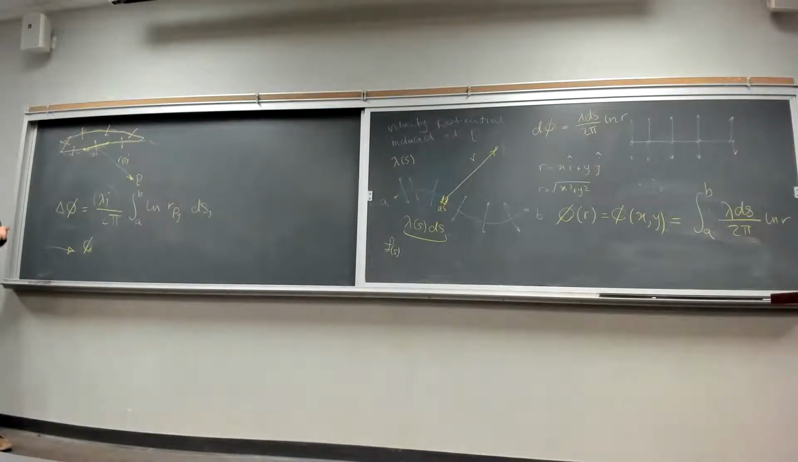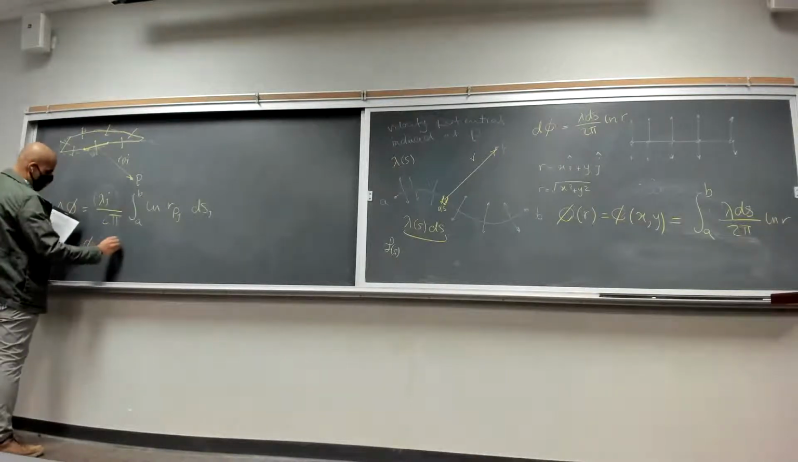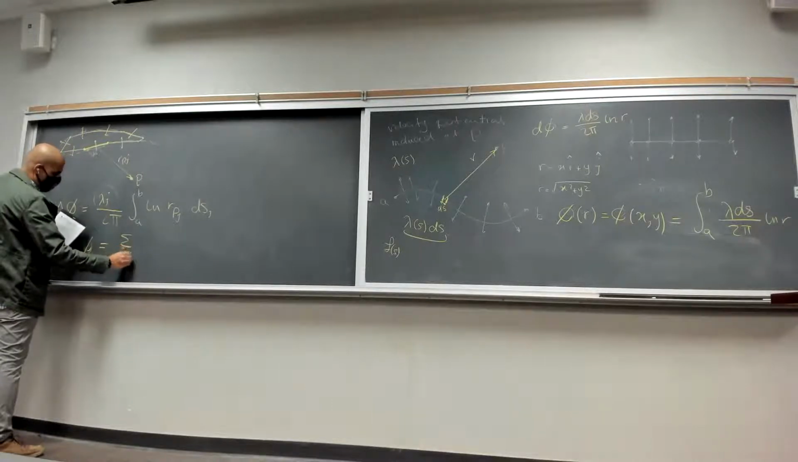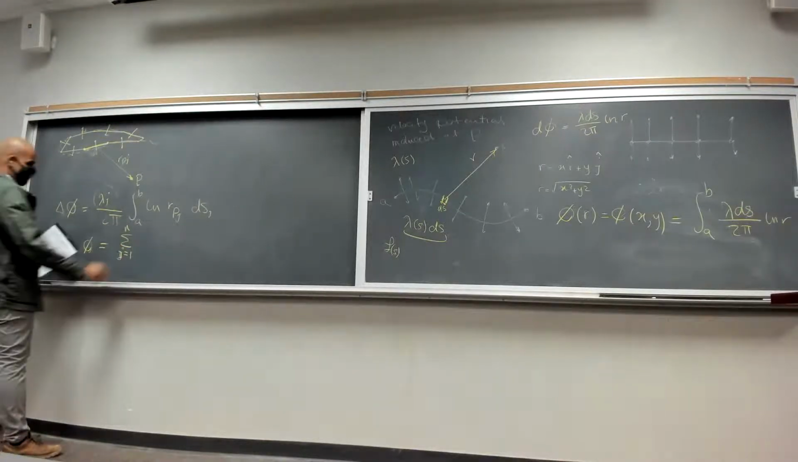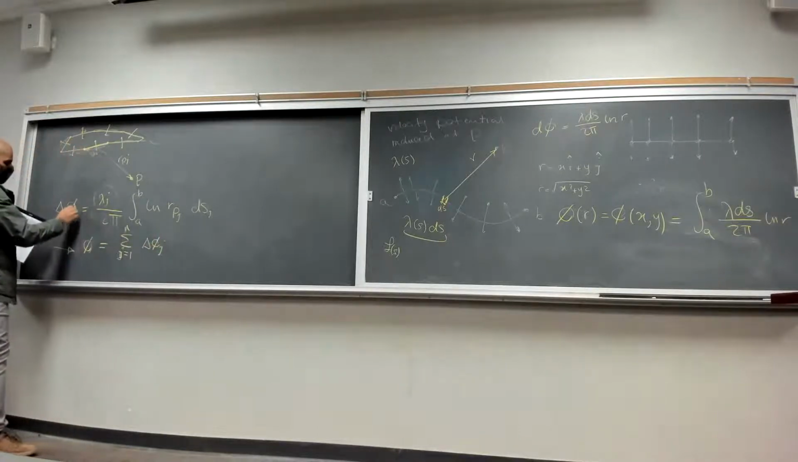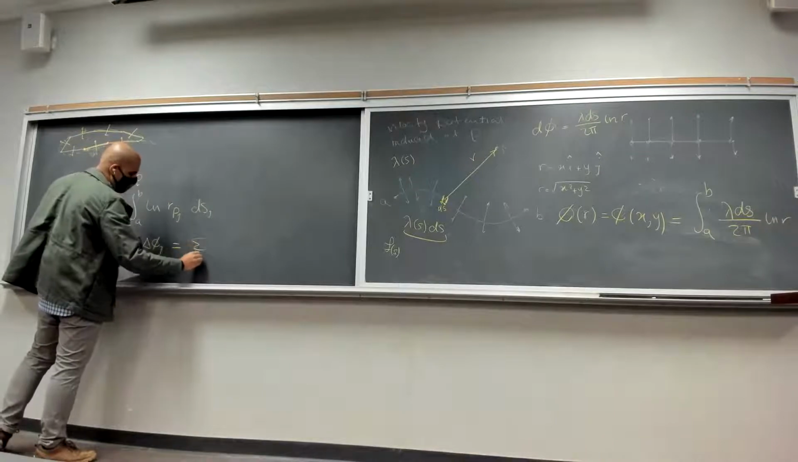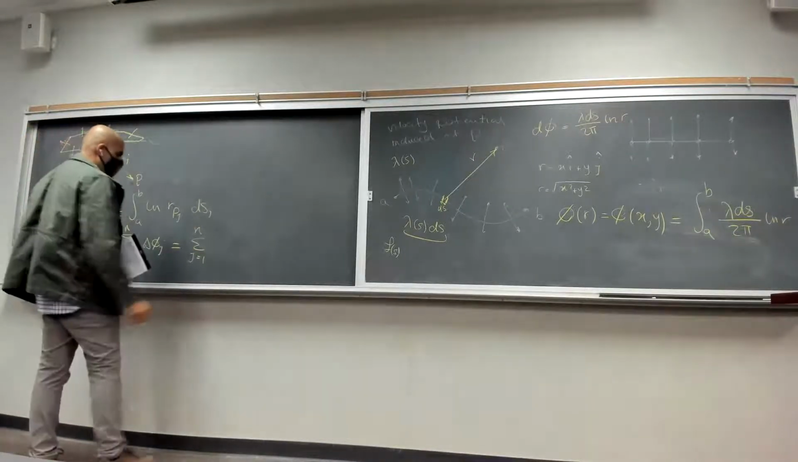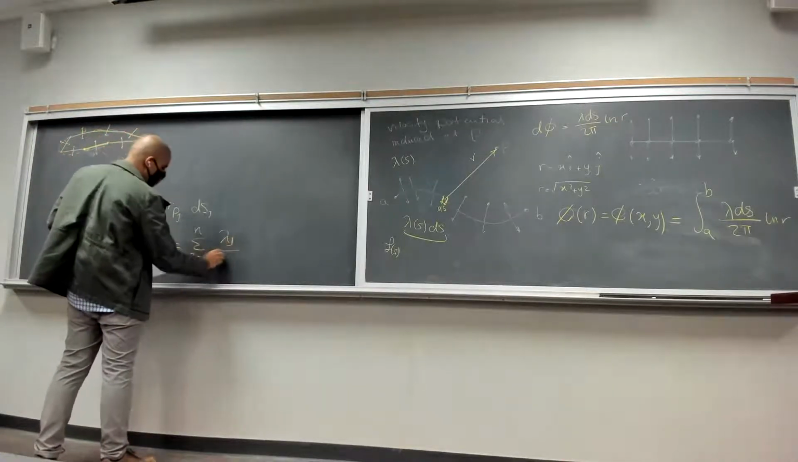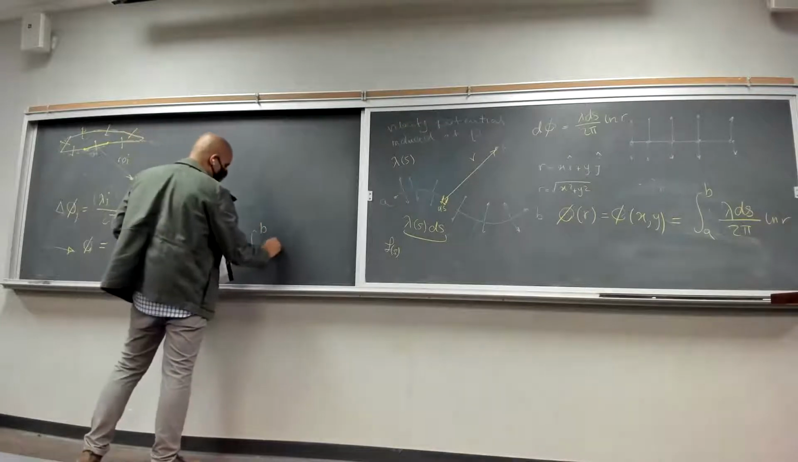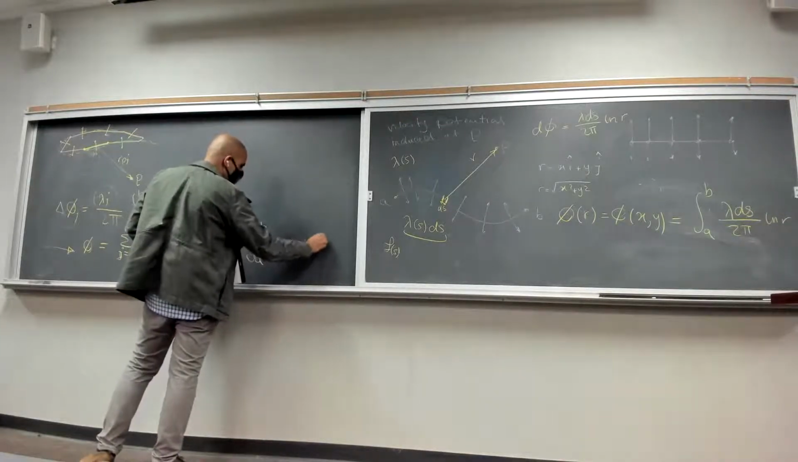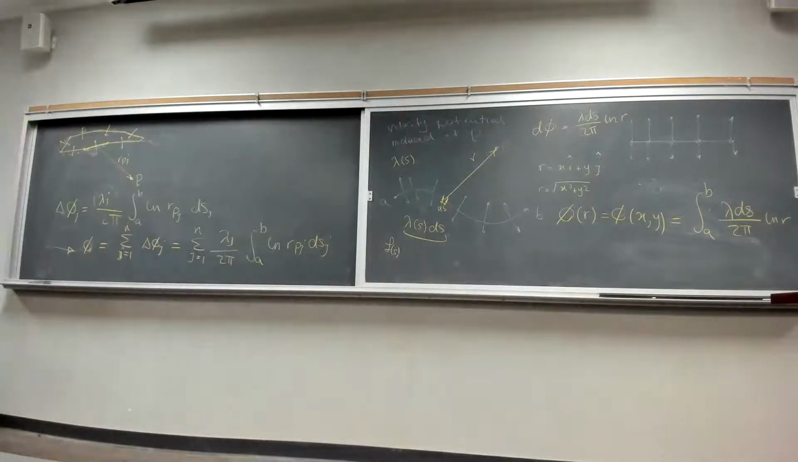Someone says something, series, right? Someone says series, which is correct. So essentially, you are going to get the sum from j equals 1 until n, which is the number of your panels, of delta phi j, which is equal to the sum from j equals 1 to n of lambda of j over 2 pi, integral from A to B of natural log of r_Pj ds_j. So that is the velocity induced by these panels on point P.